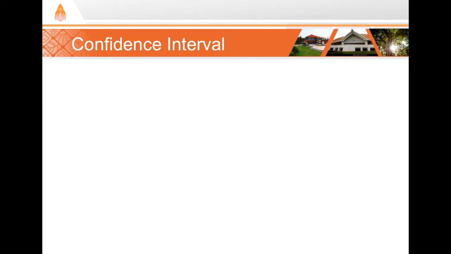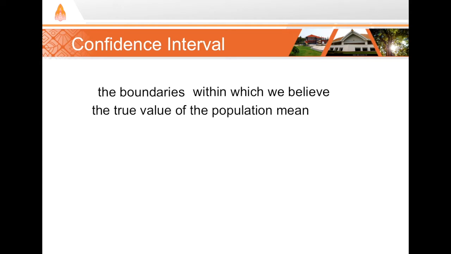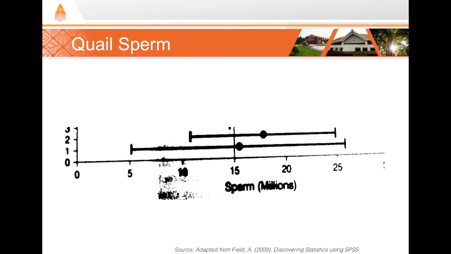So, what is a confidence interval? A confidence interval is the boundaries within which we believe that the true value of the population mean will fall. I'll illustrate that using a study that collected sperm counts from Japanese quail. Yes, the birds. We know that the true population mean sperm count of Japanese quail is 15 million. Just imagine we know that. Now, let's start taking samples from that population.